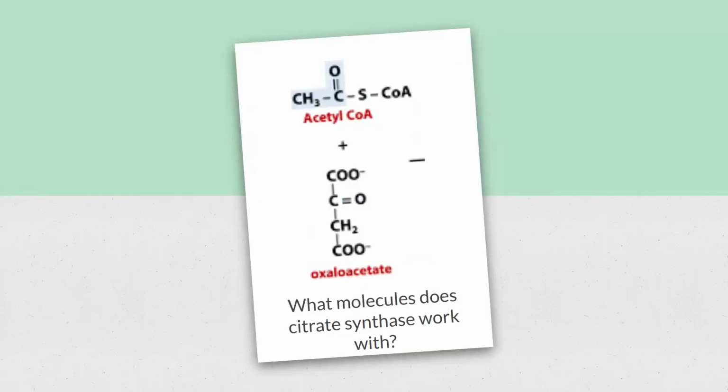And so what molecules does it work with? Citrate synthase acts on two substrates, oxaloacetate and acetyl-CoA. These combine through an aldol condensation reaction to form citrate, which then continues through the Krebs cycle to generate NADH and FADH2.